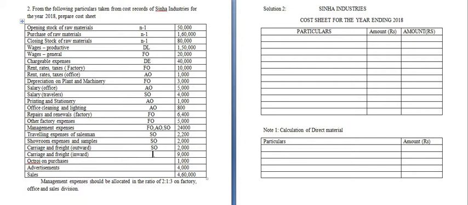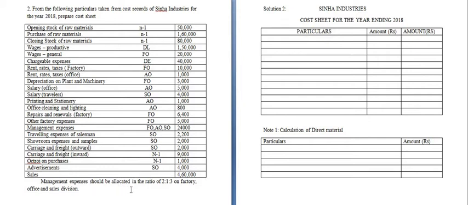Next comes carriage and freight inward, in the sense, while purchasing the raw materials, expenses will be incurred. So this has to be taken under note number 1. Now octroi on purchase, it means again while purchasing you have incurred the expense, so this has to be taken under note number 1. Advertisement is relating to selling overheads. Then sales they have given, that will be taken at the end.